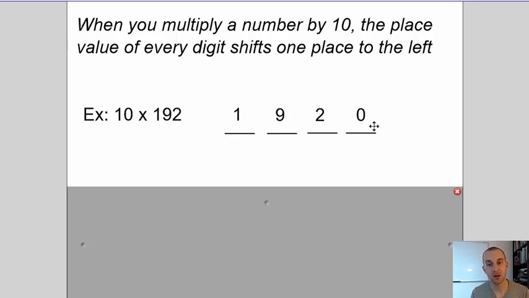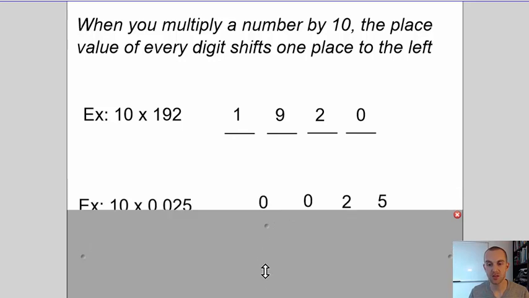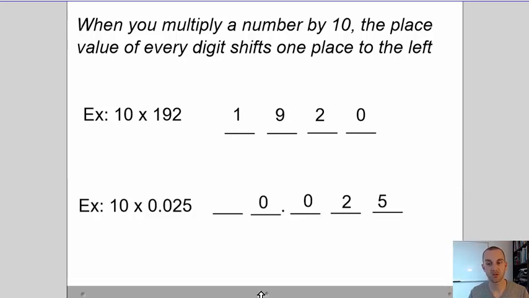1,920. And you may find it helpful as you're teaching your students to actually keep the decimal there to help with that understanding of shifting place values, so that you see, oh, I've got to shift a 0 into that ones place if there was nothing before that. Let's look at, well, what happens if we're dealing with decimals.